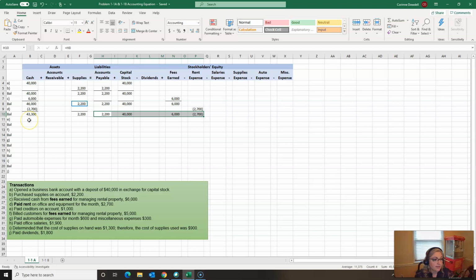Transaction E, paid creditors on account $1,000. Okay, so we know that this is cash changing hands and it's a decrease to our cash. So we're going to do negative 1,000. And we know that we're bringing down this accounts payable balance, so we're subtracting out 1,000. That's $1,000 less we owe. Okay, so again, we're going to hold Control to select all the cells that need the bottom border.